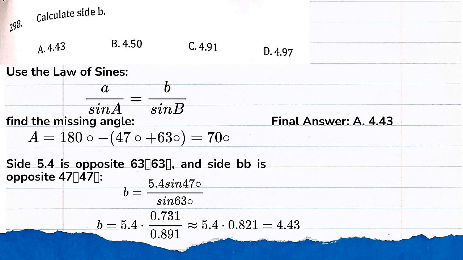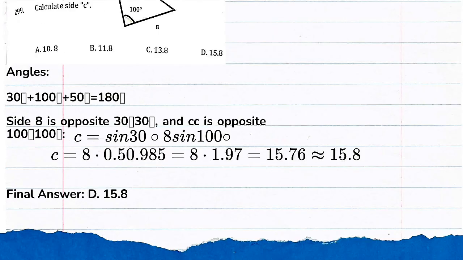So side 5.4 is opposite 63 degrees. And side B is opposite 47 degrees. So B is equal to 5.4 sine 47 degrees over sine 63 degrees. So B is equal to 5.4 times 0.731 over 0.891. Approximately 5.4 times 0.821. Therefore, the answer is 4.43. To proceed, let's have question 299.